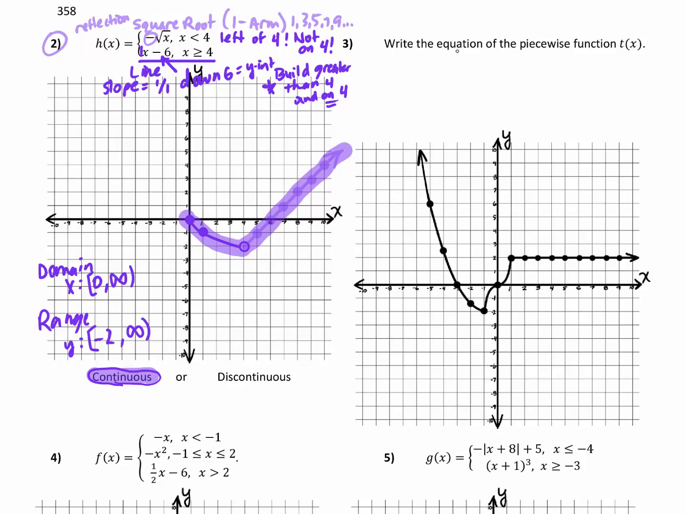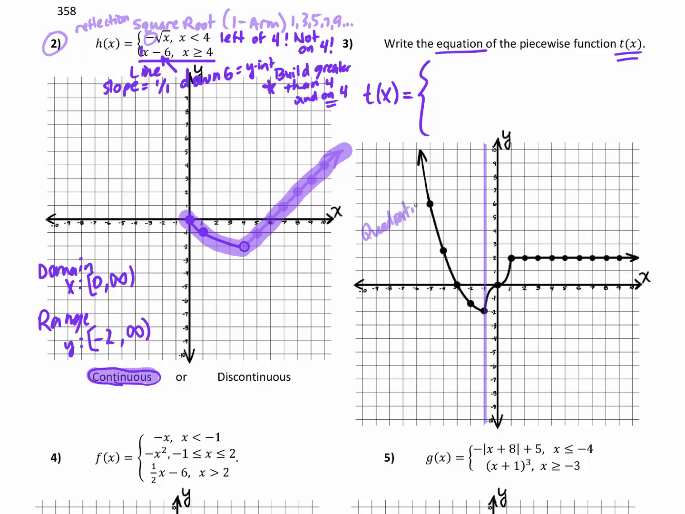Problem number 3 says write the equation for the piecewise function t of x. So this already has a name. We don't get to name it, but it's going to be t of x, and we need to set it equal. Remember, we've been using those curly brackets to hold all the pieces together. It's like glue. And if you look, this is an interesting shape. If we were building a house, this would be like an abstract house. We have a shape over here on the left of -1. It seems to me like this might be a quadratic.